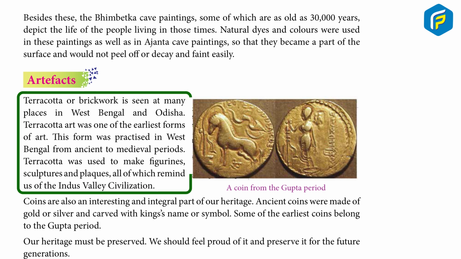Artifacts. Terracotta brickwork is seen at many places in West Bengal and Orissa. Terracotta art was one of the earliest forms of art. This form was practiced in West Bengal from ancient to medieval period. Terracotta was used to make figures, sculptures and plaques, all of which remind us of the Indus Valley civilization.